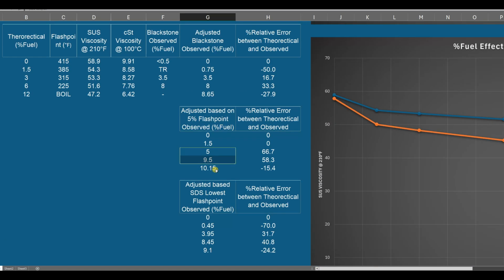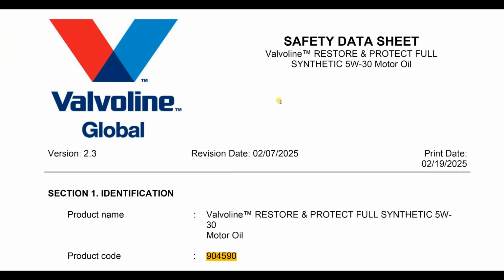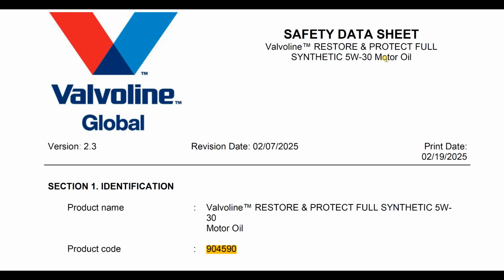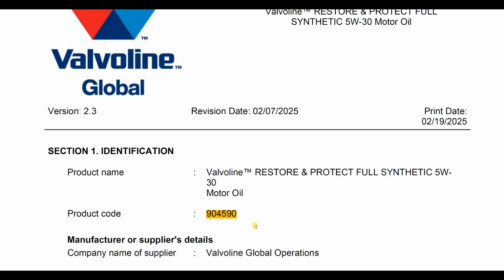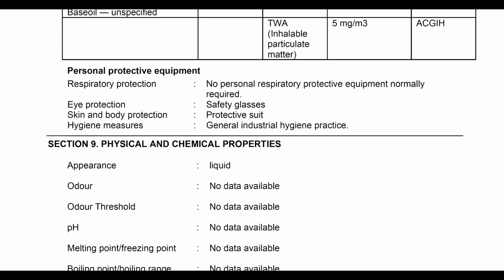Now, the last one that we want to talk about. What about refining it to what the SDS says? So let's take a look at the SDS right quick. Give me a second here. So this is the SDS for the Restore and Protect, for the 5-quart jug. All you have to do is look on the back of your Restore and Protect and get the product code, go to Valvoline's website, look up SDSs, and put in this code, and you can find it. So let's go down to section 9 here.